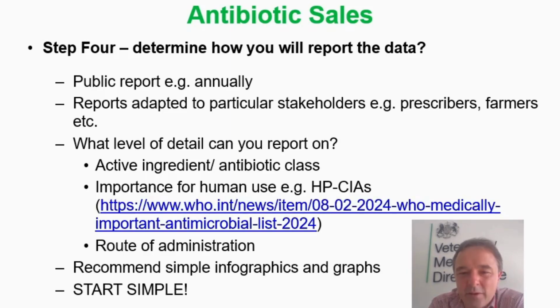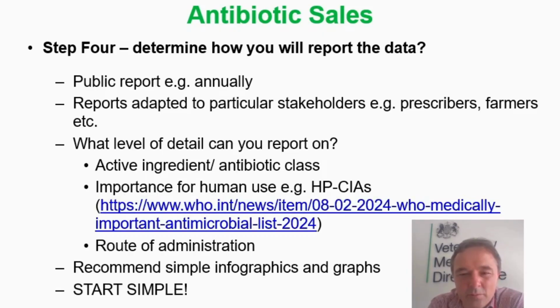You may also split it by whether they are highest priority, critically important antibiotics for human use. So these are the really last resort antibiotics for human medicine. And it's important to monitor these separately, because these are the ones where there's often a big focus to only use them when absolutely appropriate, when there aren't any other antibiotic classes that are likely to be clinically effective.